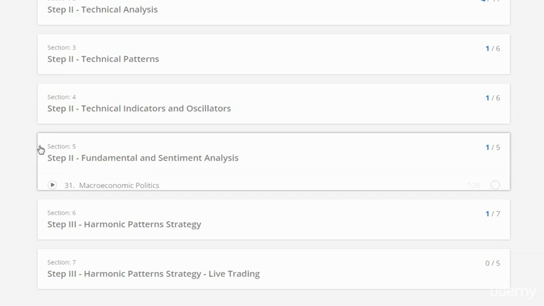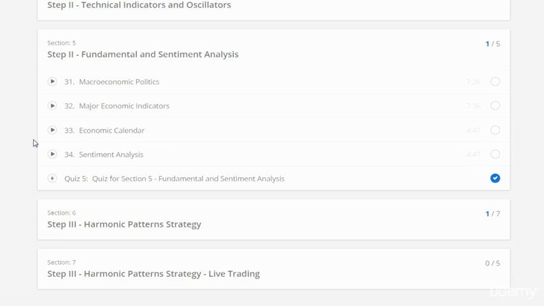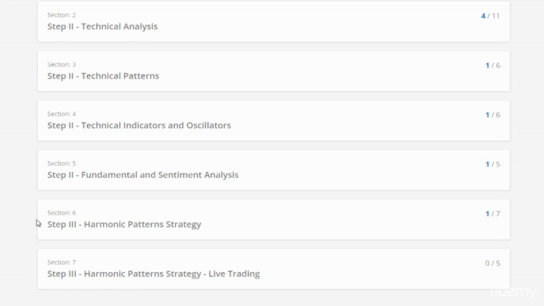Section 5 is dedicated to fundamental analysis. There will be a short story about economic indicators that have a huge impact on the movement of currency pairs on the market. And of course, we will talk about the economic calendar, which should be one of the most important tools of each trader. With this, step 2 is completed and there are 2 more sections left in step 3.